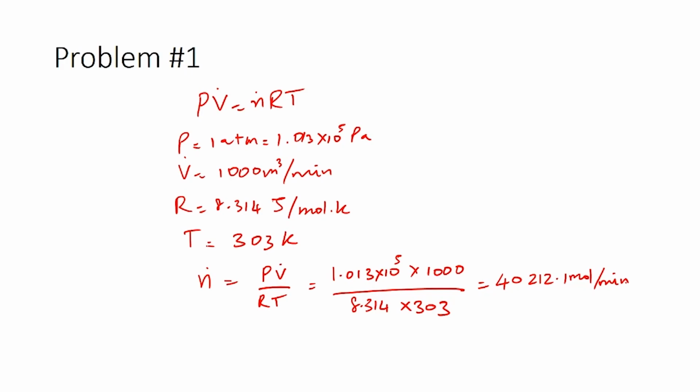Since the solar energy is given in terms of watts, it would be useful to convert this molar flow rate into moles per second. So this would mean molar flow rate n dot equals 40,212.1 divided by 60 moles per second, which is equal to 670.2 moles per second. We have air coming in and leaving the system, which means this is an open system.